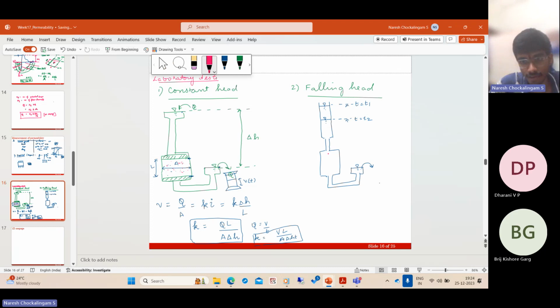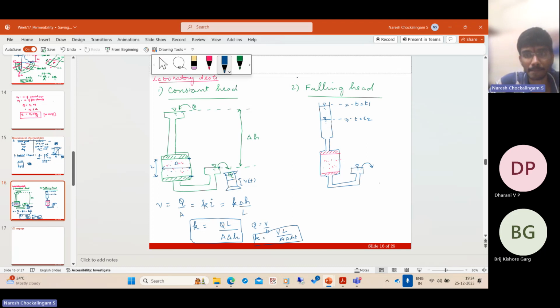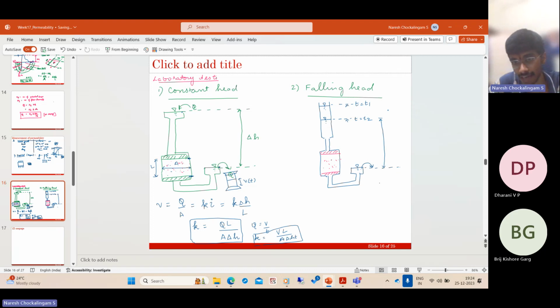And as in this case, the soil is packed between two pervious stones. So you have soil here. Now let us take, suppose this is taken as the datum. The initial head is, so this is the final head, and this is the initial head. So the initial head is delta H1, the final head is delta H2.